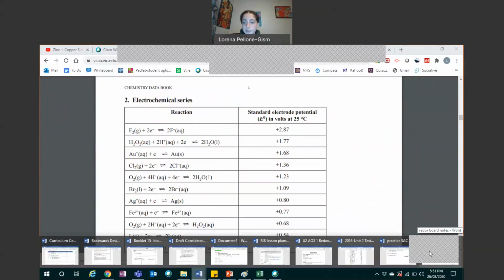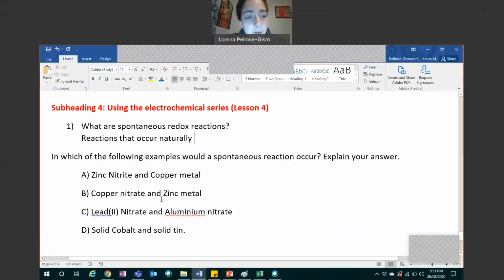Let's head back to our example. Which of the following examples would a spontaneous redox reaction occur? Explain your answer. This is pretty hard, because they're not giving you the symbols, what they actually look like on the electrochemical series. So that's the first thing you need to do. So this is an example.